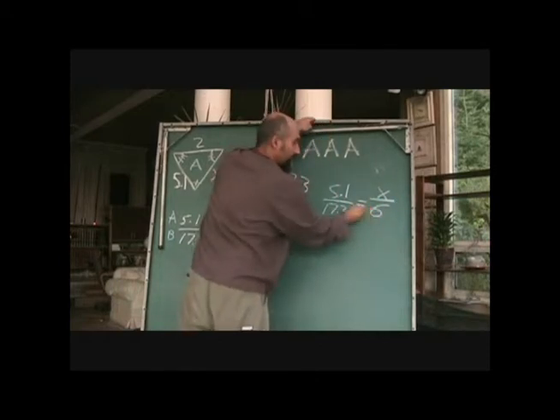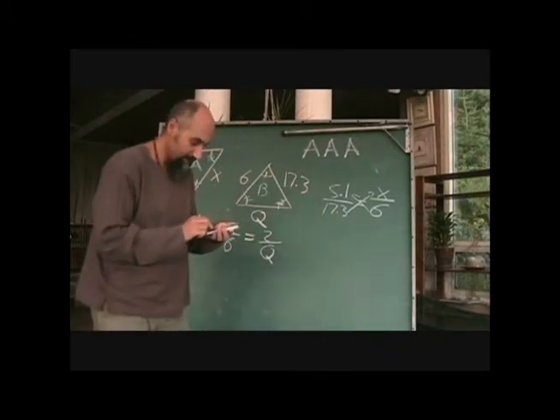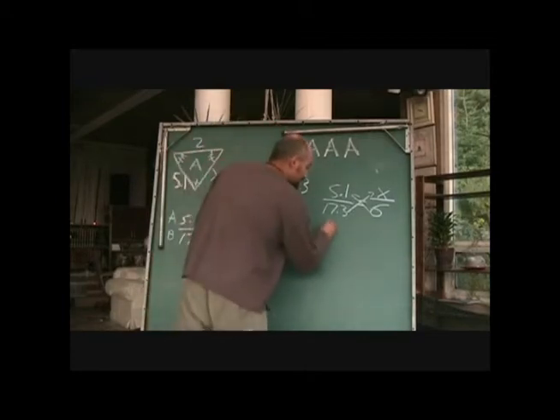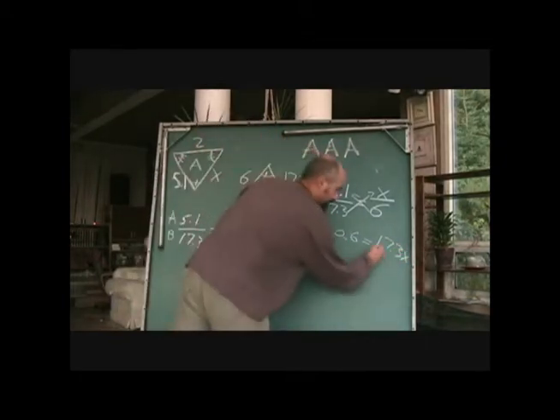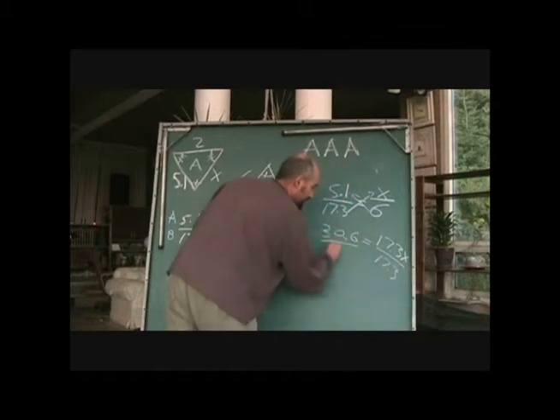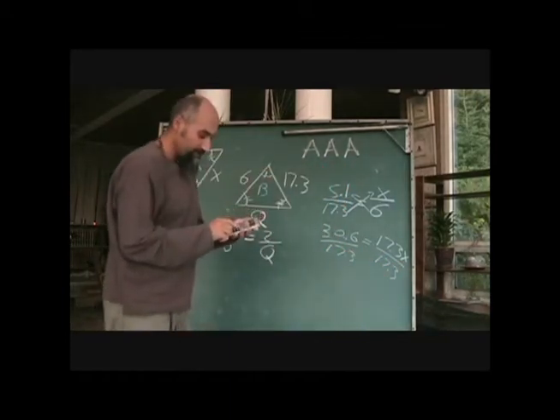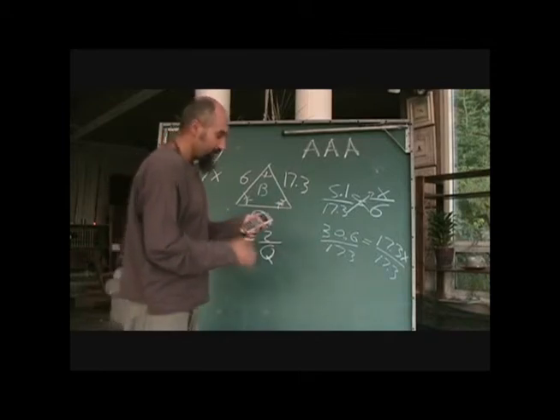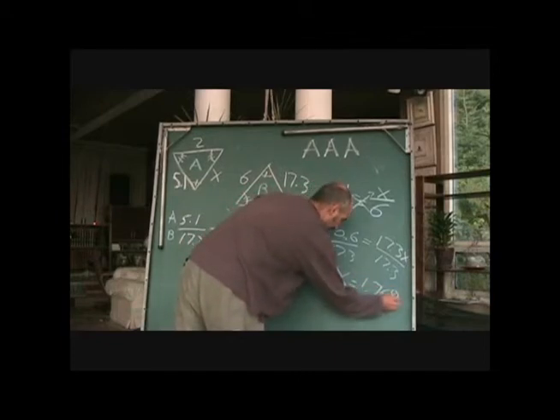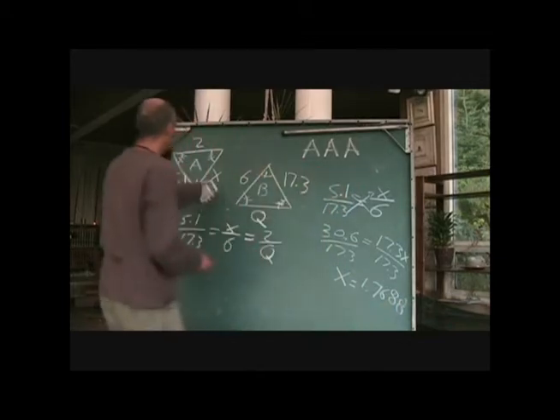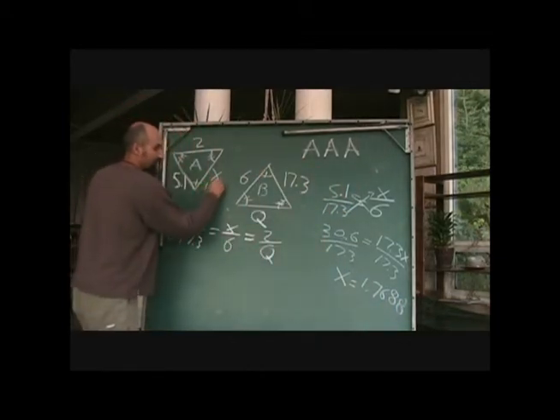So what you do now is, to get rid of your fractions, cross multiply. What we got is 6 times 5.1. 6 times 5.1 is 30.6, is equal to 17.3 x. And what you do, you've got to get x by itself. Divide by 17.3. So 30.6 divided by 17.3 is 1.768. If you round it up, 8. So x is 1.769. Let's round it up to 3 decimal places.